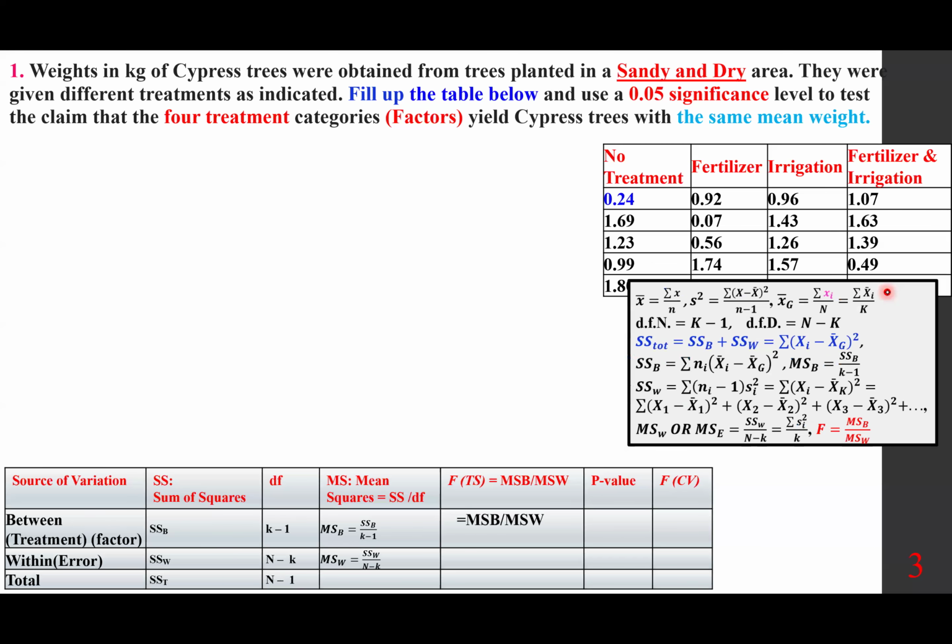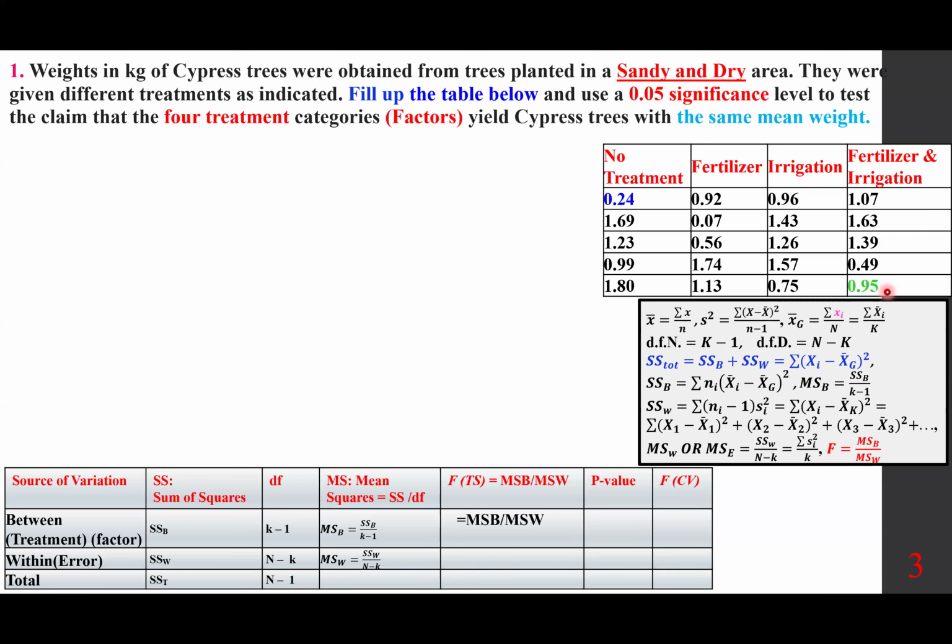Now, here are some of the formulas that you are familiar with, some you're not. For example, x bar is summation of x over n. Everybody knows that. S squared is summation of x minus x bar quantity squared over n minus 1. That's the variance that you calculate for a sample. And now this is new. X bar sub g, that means the grand mean, and we're going to take it from there. There are other formulas. We'll discuss them as we go through them for the sake of filling up the table.